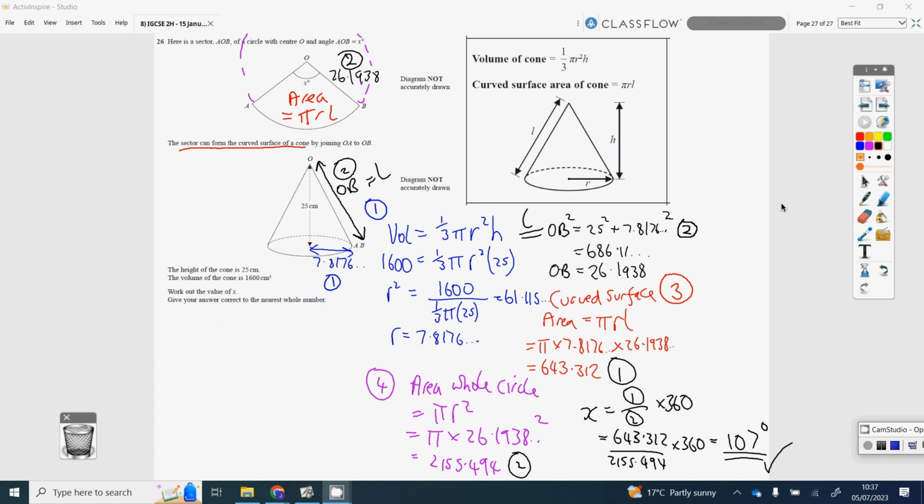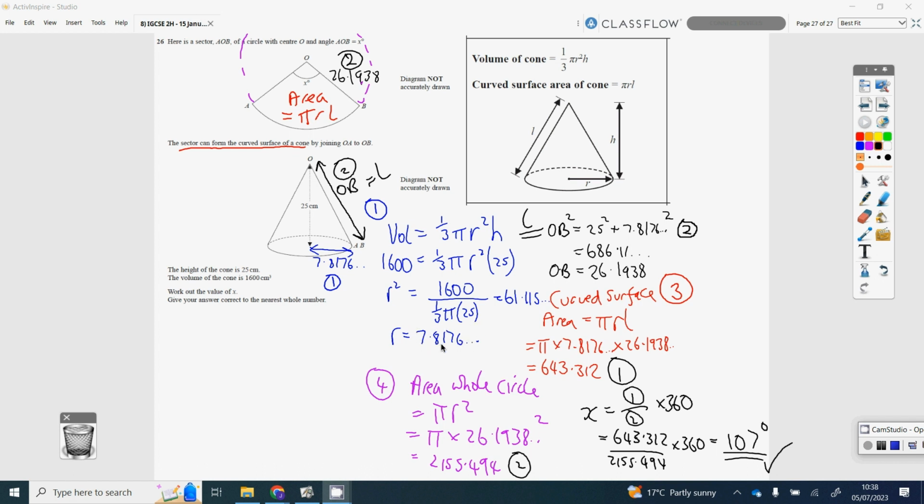Question 26. So there's a lot to do here. This is tricky. Now, the first thing I can do is work out the radius of this cone. That formula is given in the formulas at the front of the paper. So the volume of a cone is a third pi r squared h, and I'm told the volume is 1,600. H is the height straight up, the vertical height, which is 25. So substituting that in here and rearranging and solving, I can work out the radius of the cone is 7.8176.